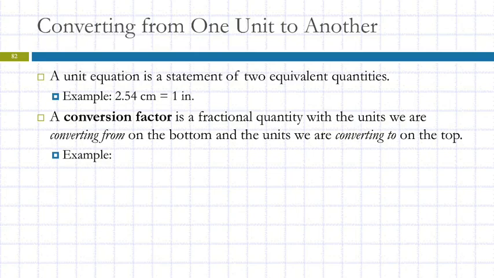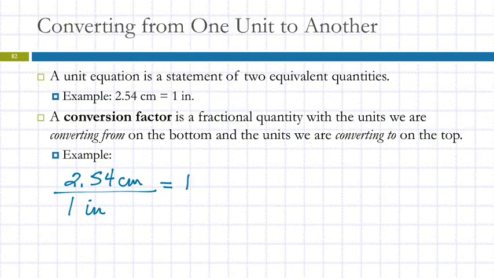In a conversion factor, it's going to be a fraction, and the thing on top is numerically equal to the thing on the bottom. So for this, we can put 2.54 centimeters on top and 1 inch on the bottom. 1 inch equals 2.54 centimeters. So here we have a fraction where the numerator equals the denominator. So what does this fraction equal? 1.